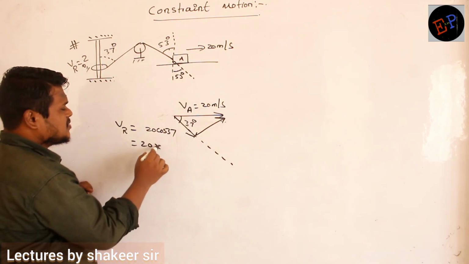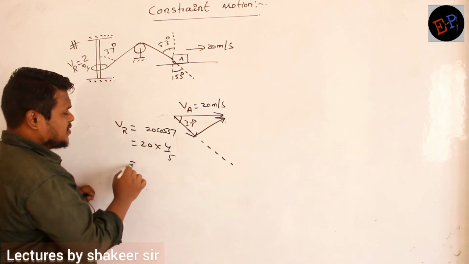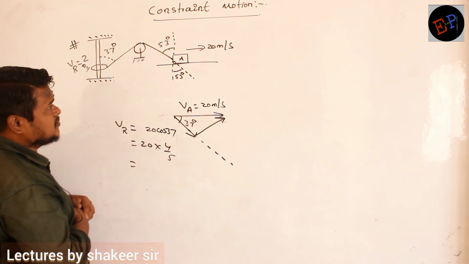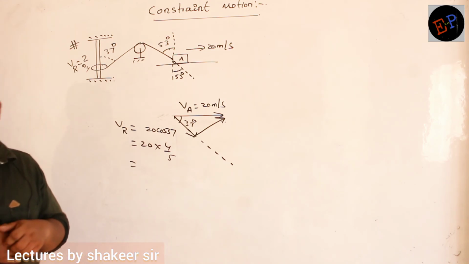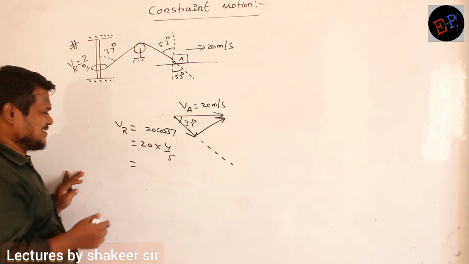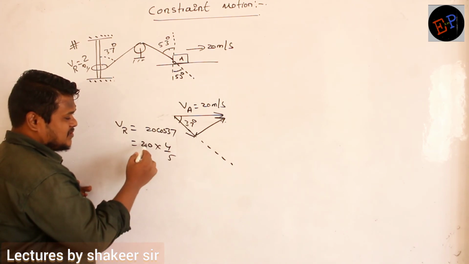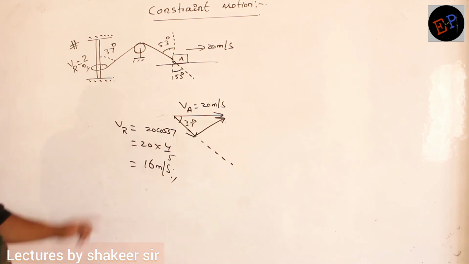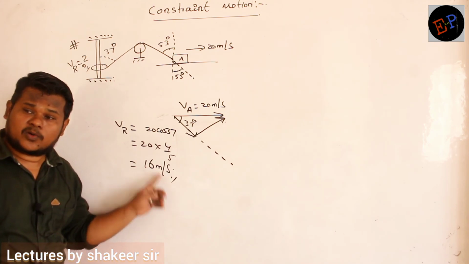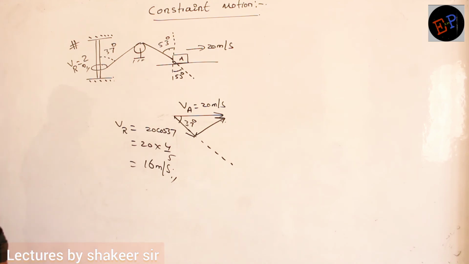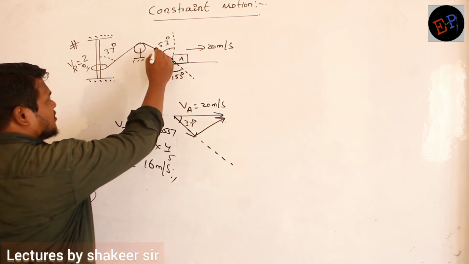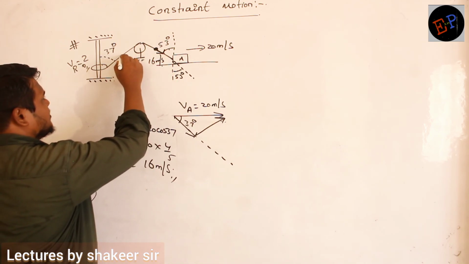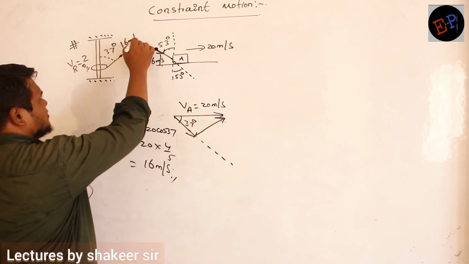So 20 cos 37, value 4 by 5. So 5 ones are 5, 5 fours are 20, so 4 by 5 times 20 is total 16 meter per second. So what is the velocity of the rope? Rope velocity is 16. It means if you take any point on the rope, it should be having a velocity of 16 meter per second, and this is also having a velocity of 16 meter per second.